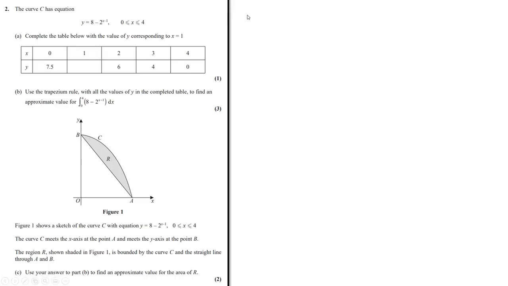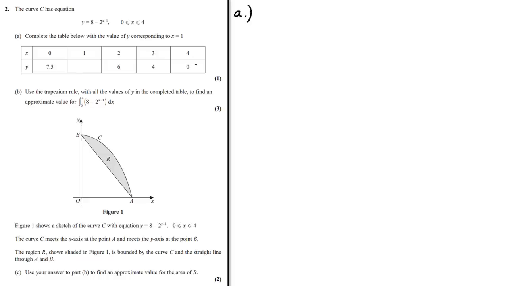Moving on to question 2 now, we have a question here on the Trapezium Rule. And it's laid out in a pretty standard way, where in part A we're just looking to complete the table, in part B we use the Trapezium Rule, and then part C is almost like problem solving based on our solution to part B. So let's start with part A here.